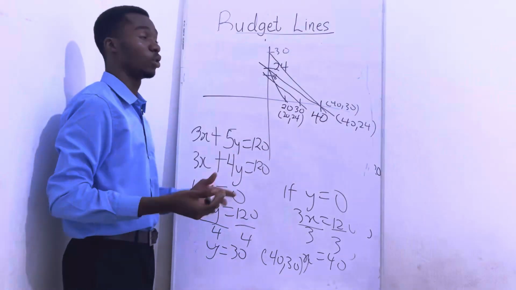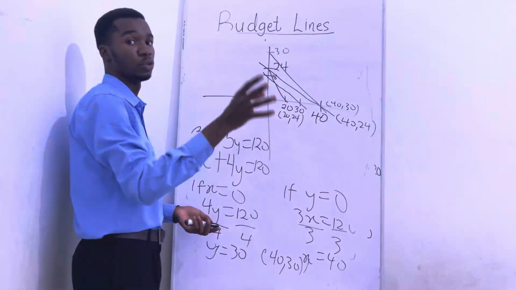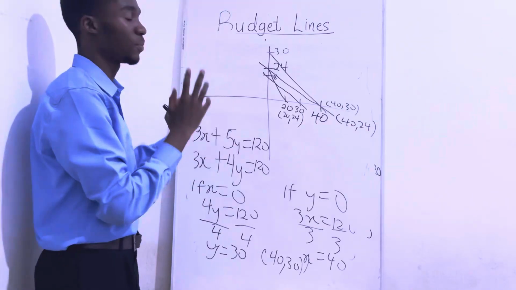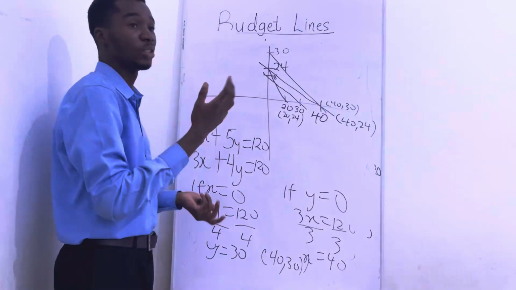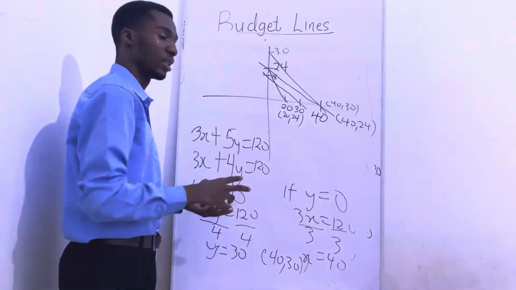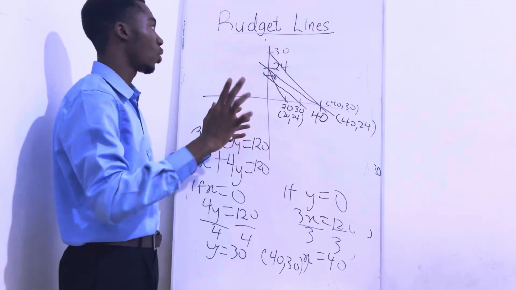Since they said we should draw the budget line for all the cases, that's why we have to draw for all of them. You can also do it separately for each of them. It will be accepted. If they don't ask you to draw the budget line for each of the cases, then when you solve for the x and the y, you leave it like that. So that's all about budget lines.